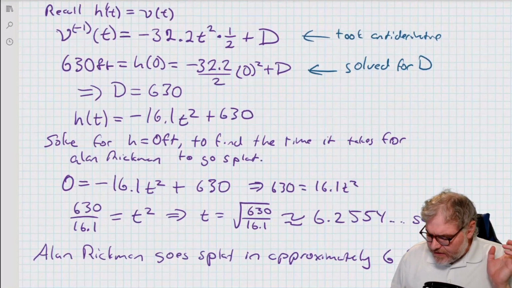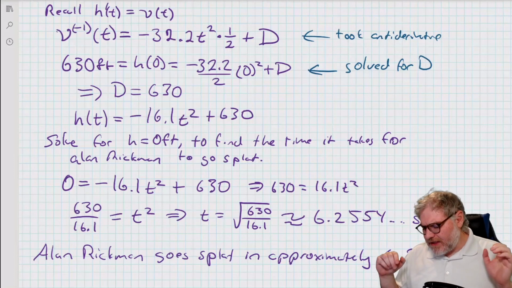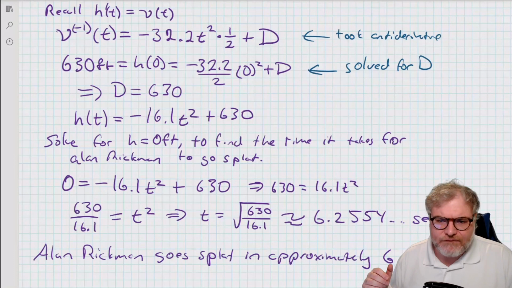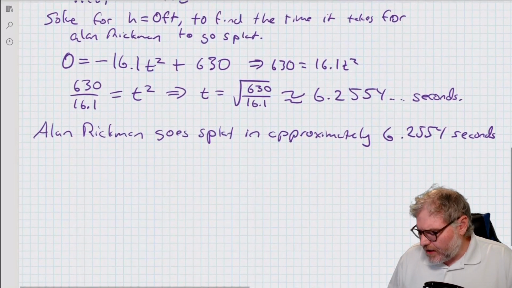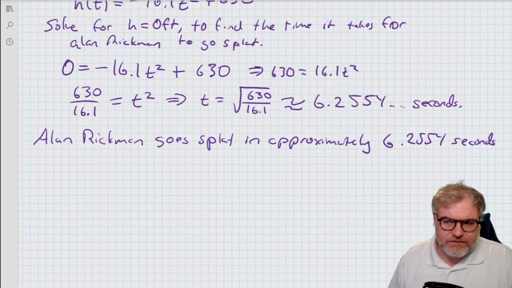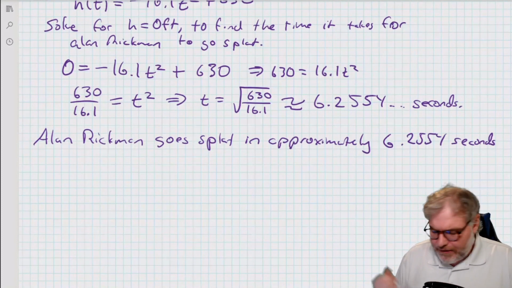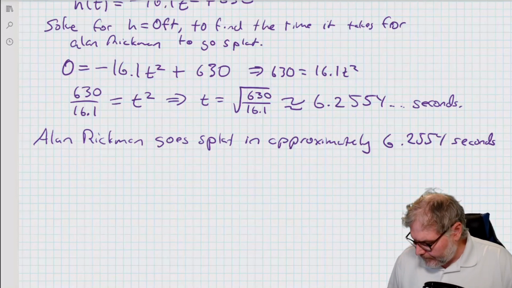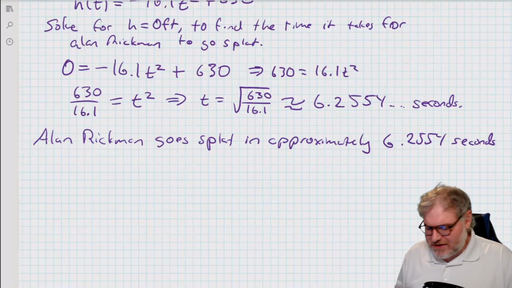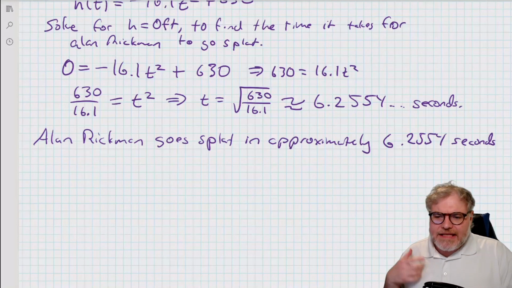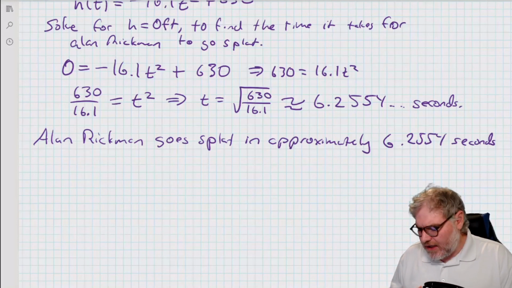Right, because that's when he hits the concrete. So if his height equals 0, I'm going to plug that into my height equation, and I wind up with 630 equals 16.1t squared. So I divide and I take a square root, and I wind up with something like 6.2554 seconds. So Alan Rickman is going to go splat in approximately 6.2554 seconds. Of course, I also have a negative root, but I don't care because you can't have negative time. Right? This is Die Hard, not Back to the Future. Okay, so that's how I would solve one of these kinds of word problems.